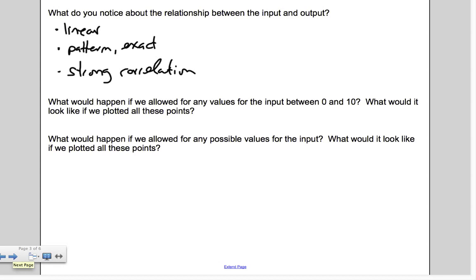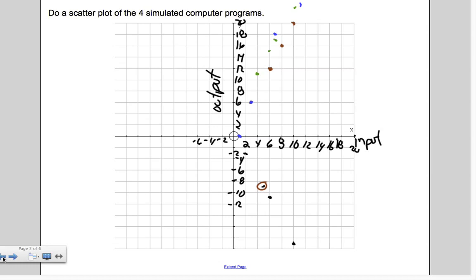So I'm gonna change the program a little bit, right? What would happen if I no longer allow integers, but I also allow decimals? So I still have the same range between 0 and 10, but now you can input any decimal. It could be to any decimal you could think of, between 0 and 10. Okay? So what would happen?